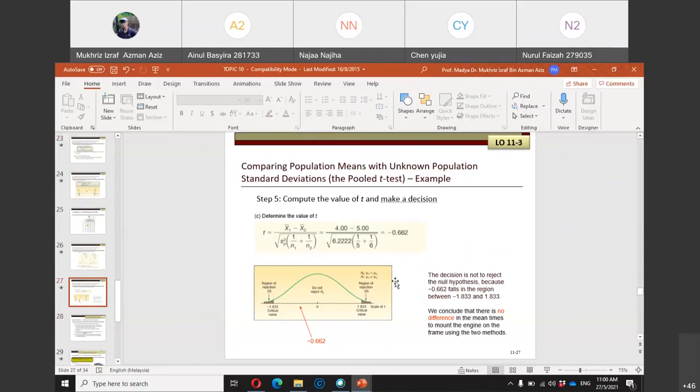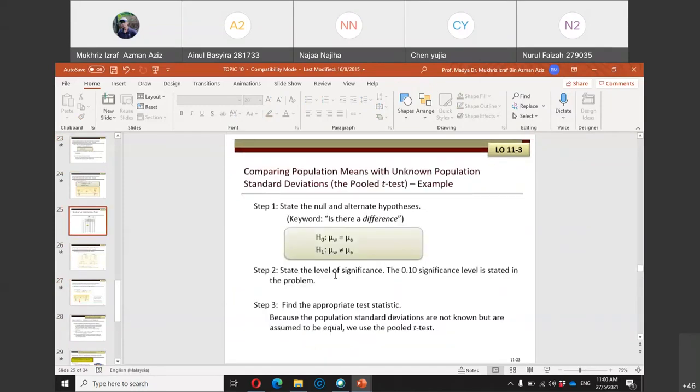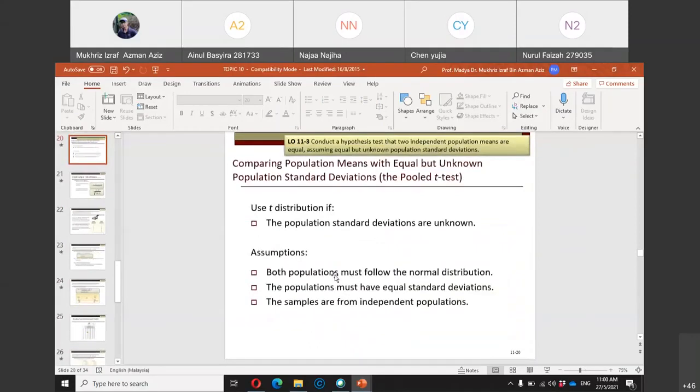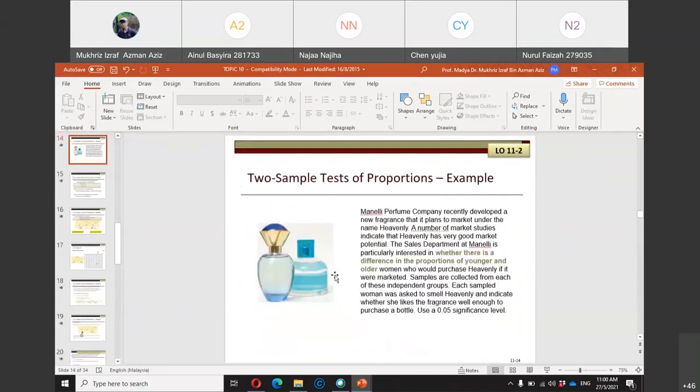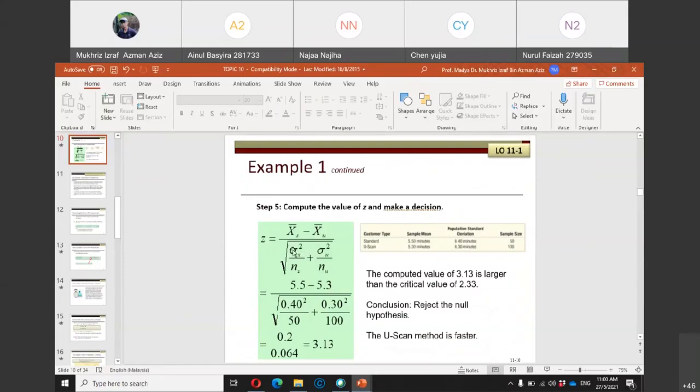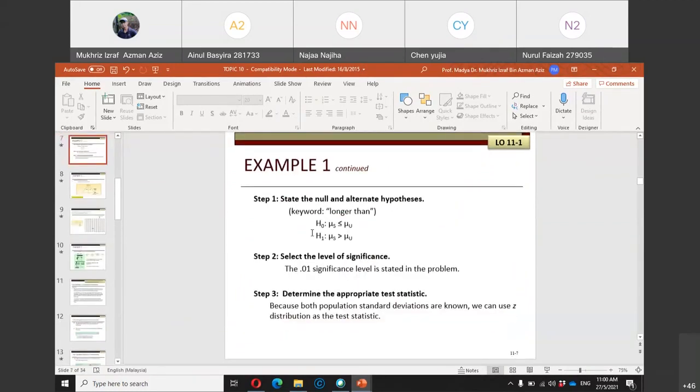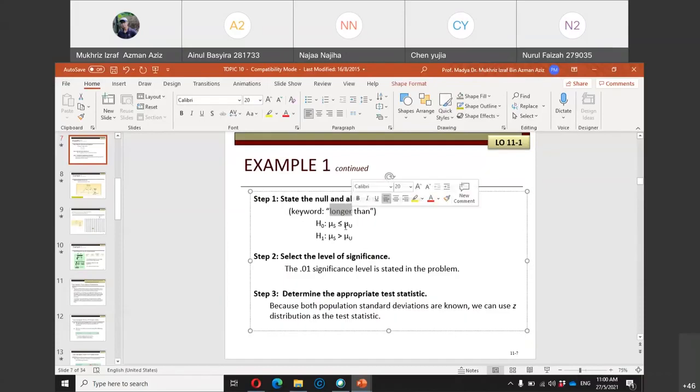So what we have covered today: first we discussed the Z test, when sigma is given. Under sigma is given, we are just using this simple formula. Whether you are using Z or T test, the main thing is how you construct your H1. In the first example under Z, the keyword here is longer, so we use the sign bigger than, the right side.